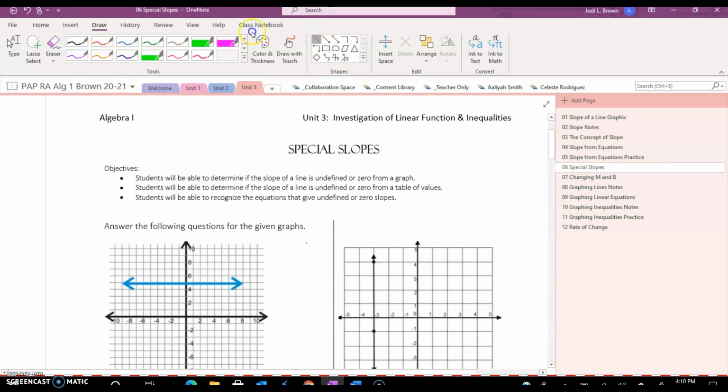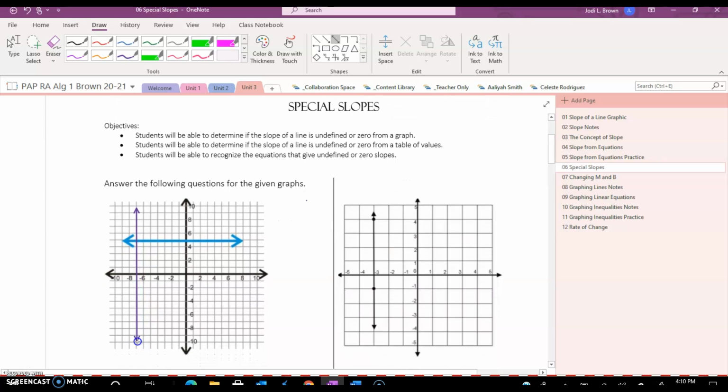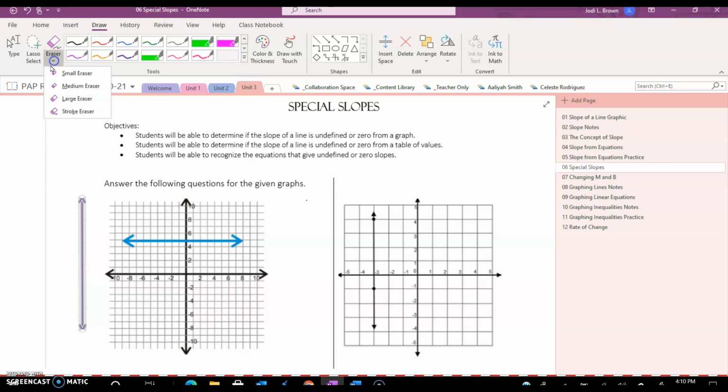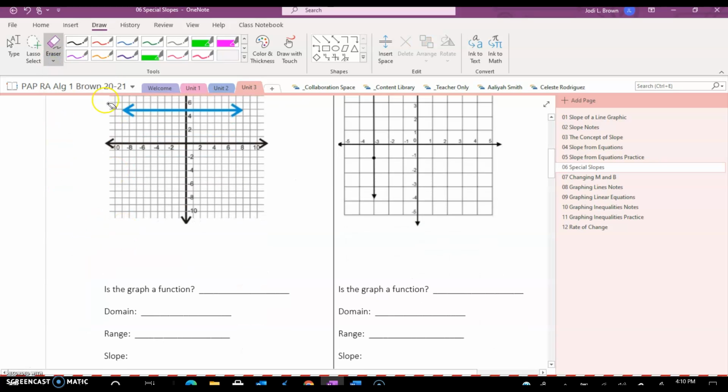If we use a vertical line, do the vertical line test, we can determine if that graph is a function, right? Take that and move it across the graph. If it only touches it one time, it's a function, right? And so it only touched it one time. So is that graph a function? Yes, it is. So we can say yes, it is a function.